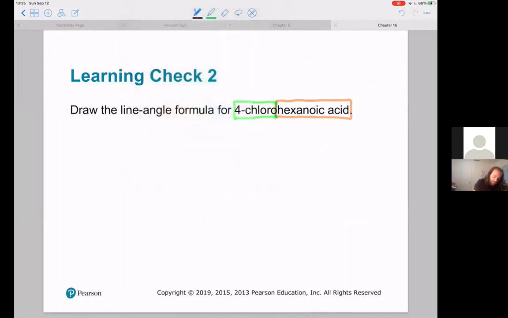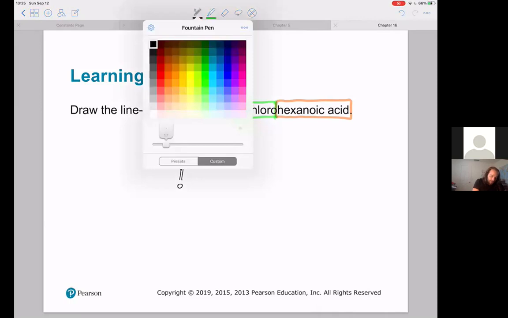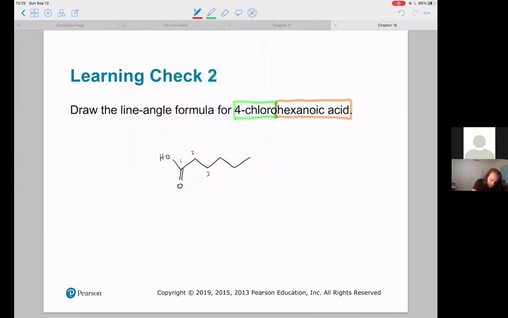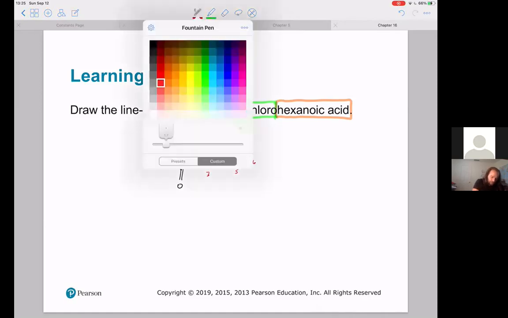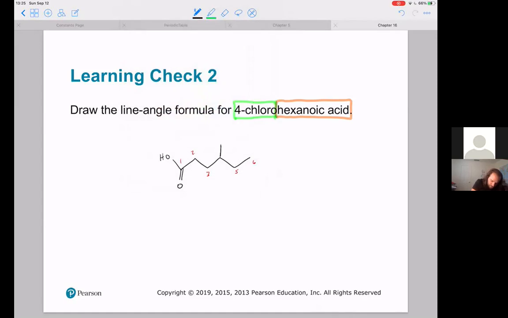So let's get our parent chain down first. Oops, 1, 2, 3, 4, 5, 6. Can stick that carboxylic acid group on that 1st carbon. So this is carbon 1, 2, 3, 4, 5, 6. So then on carbon 4, we're going to need to put our chloro group. Okay, and I think by now you guys are pretty well versed in the bond line structures versus the condensed structural formula, because that's something that we've been drilling pretty heavy since the beginning of the semester.